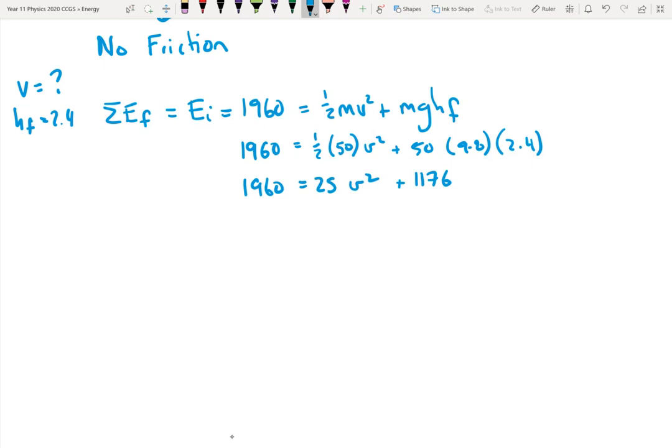And from this point, I'll need some help. Could somebody tell me what 1960 take 1176 is? 784. Could you then please divide that by 25? Yeah? Anybody?